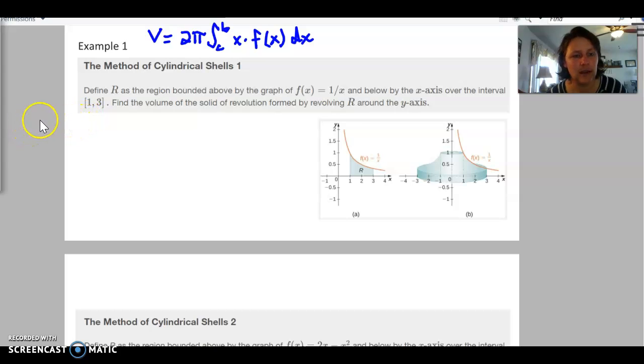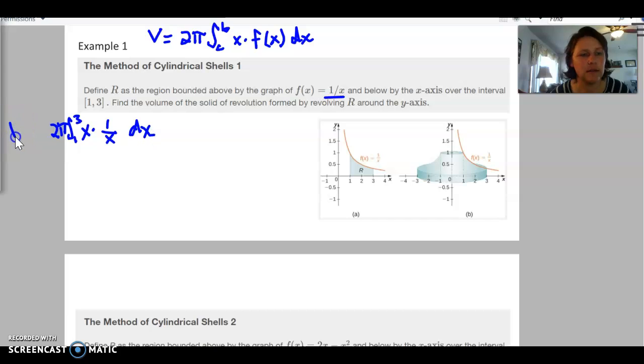Okay, so let's go ahead and apply that to this problem. We've got the integral from 1 to 3. 2 pi we're going to put out in front times x times f of x. Now I got to go up here and find f of x. F of x is equal to 1 over x. So we're going to plug that 1 over x in, and we have our dx. This is what our volume is going to equal. This is our equation. So let's simplify it a bit.